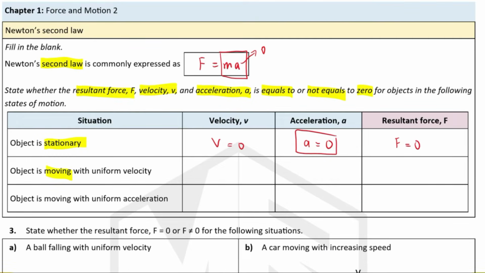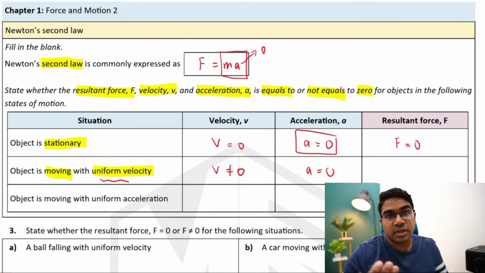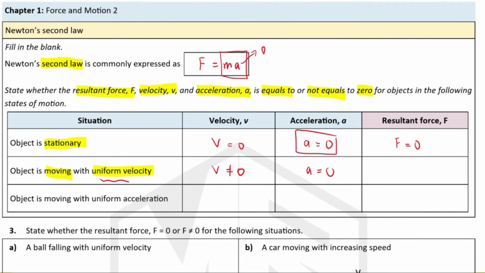Object is moving with uniform velocity. So here velocity is not equal to 0, but acceleration is 0. Acceleration is 0 because there is uniform velocity. There is no change in velocity. And when acceleration is 0, then resultant force is 0. So it's important to note here that even while an object is moving, the resultant force can still be 0.